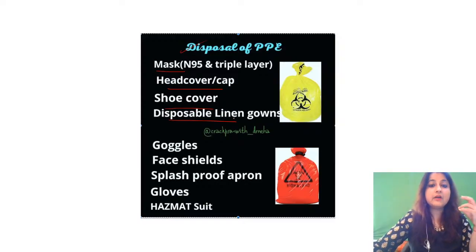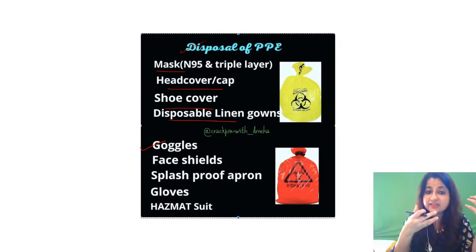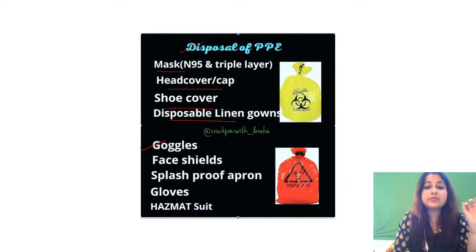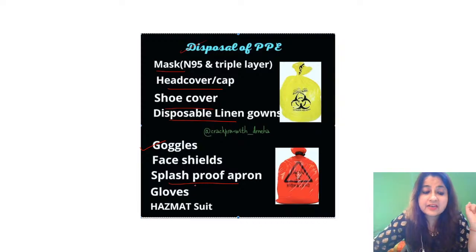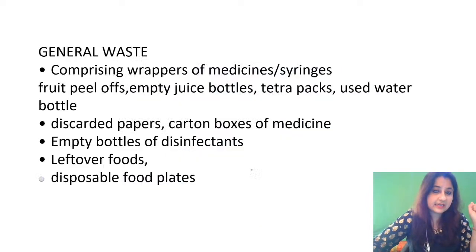But if you talk about the red color bag, it is goggles. All these are recyclable, made of plastics: goggles, face shields, splash proof apron, gloves and hazmat suit. All right, all of this is going into the red color bag. Look, splash proof apron goes into the red color bag.